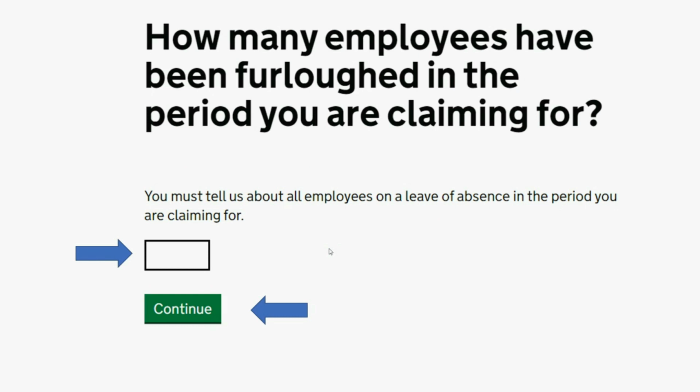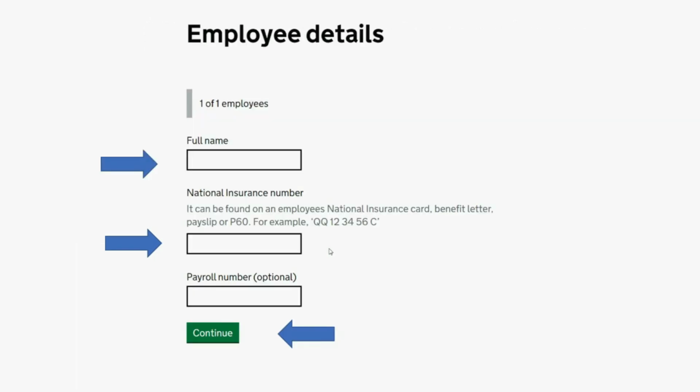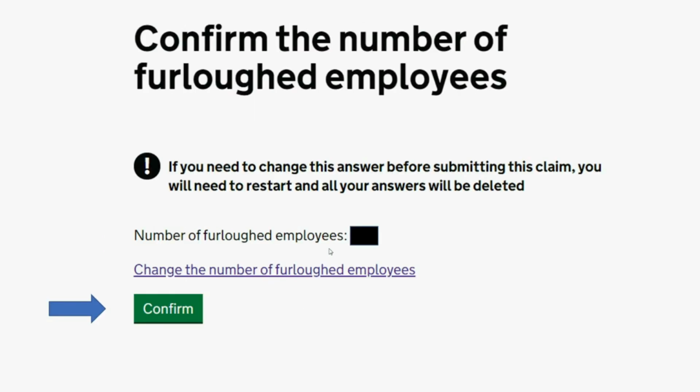How many of the employees have been furloughed? So you have to make a note of the number of employees. You will actually have to list their names and NI details at some point in this process as well. And here's that screen now. So you're going to give their names, you're going to give their national insurance numbers. If they have a payroll number, that's optional. And then you can click continue. Once you've done that, then you get a confirmation of the number of employees that have been furloughed.